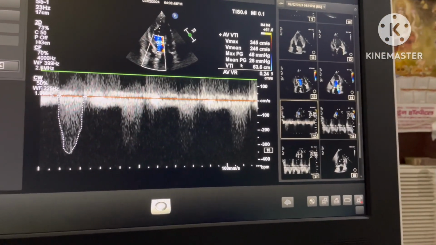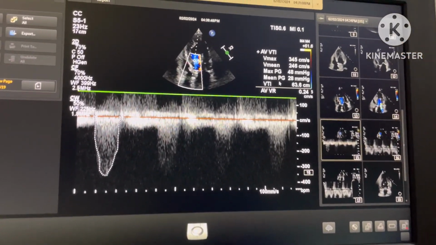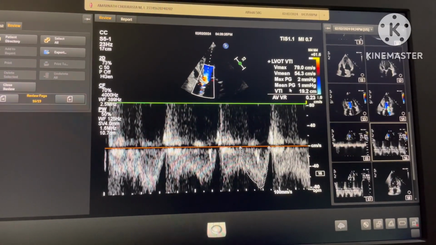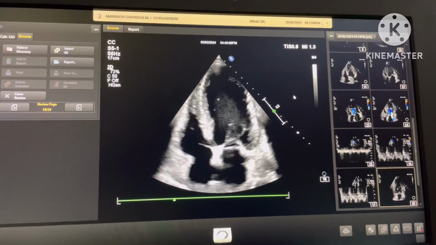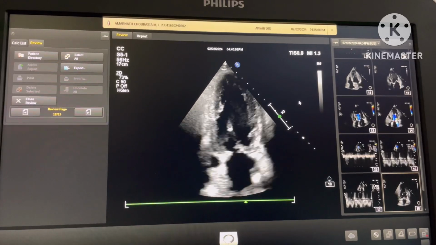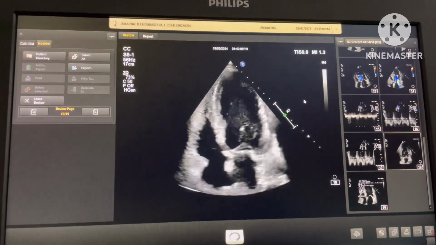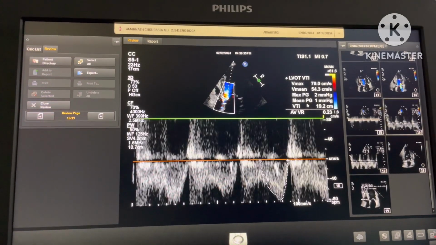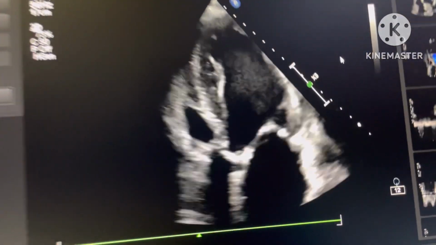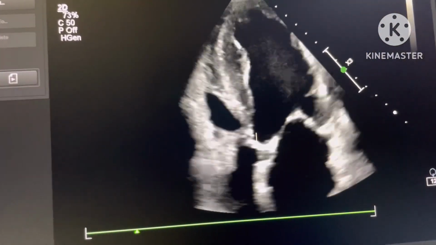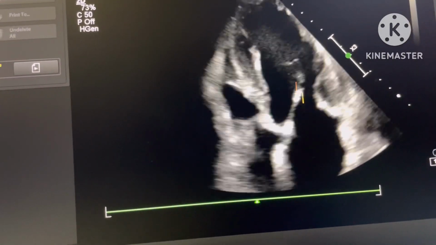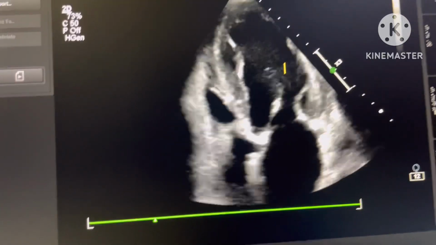So this is a case of severe aortic stenosis, and the severe LV systolic dysfunction is because of severe aortic stenosis. That is the point to know. You can see the aortic valve is almost not opening here. This is because severe aortic stenosis is here, and LV systolic dysfunction is also here.